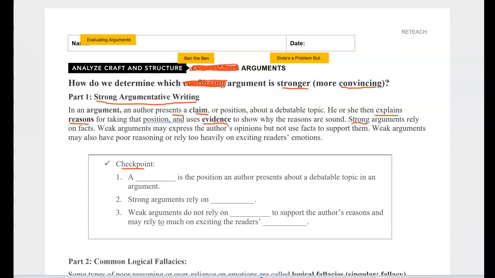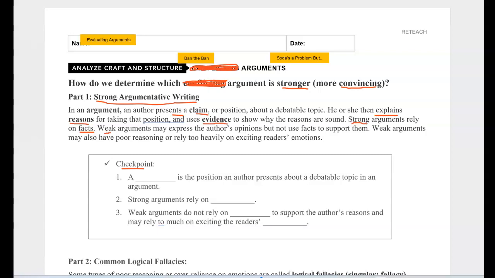Strong arguments rely on facts. As you remember, a fact is something that has truth to it. A fact is something that you can go look up. It could be in a news report, a scientific record, a statistic, or a video of something happening. But it's something that you can go check. You can go find it somewhere else. It's not somebody's opinion. So strong arguments rely on facts.